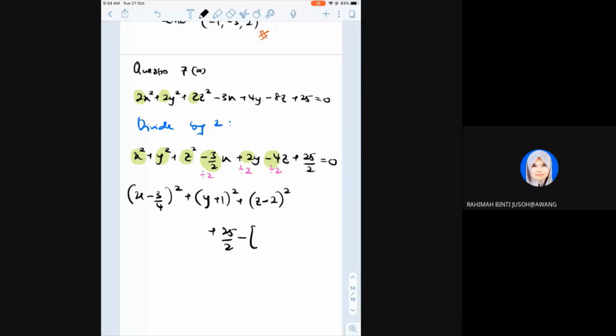Negative 3 over 4 squared, if you square, we will get 9 over 16. Plus 1 square, of course, we get 1. And then plus negative 2 square, so we have plus 4.